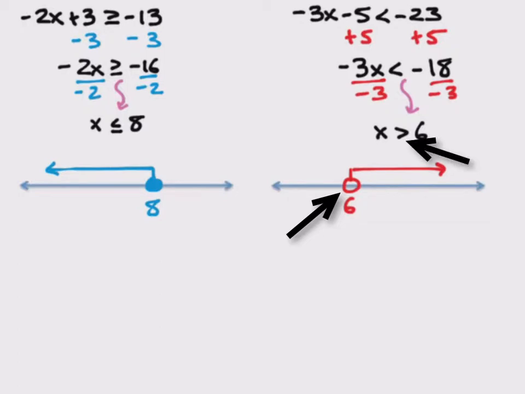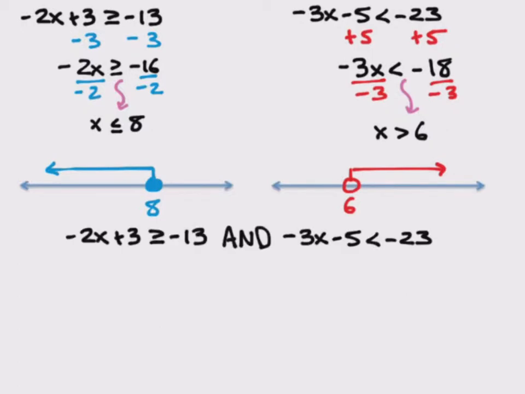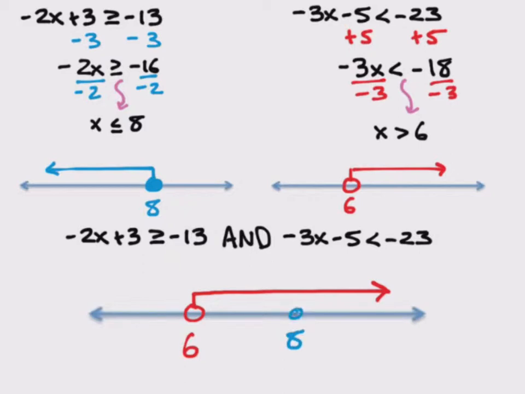Also earlier, we discussed compound inequalities, where we had two inequalities involving the same variable at the same time. For example, negative 2x plus 3 is greater than or equal to negative 13, and negative 3x minus 5 is less than negative 23. And in this case, we were looking for numbers that made both of these statements true at the same time. And we did this by graphing each of them individually on the same number line and seeing which numbers were shaded twice. Those numbers would represent solutions to both of the individual inequalities and thus the compound inequality.